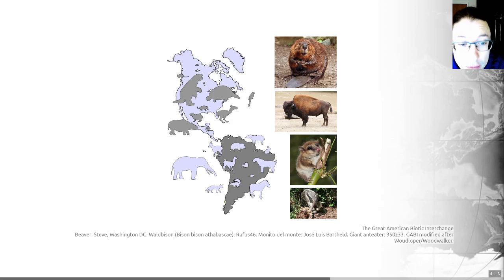At the same time, some South American mammals were successful in the North, and some, such as the armadillo, the opossum, and the porcupine, still survive in North America today. Of course, many of the other organisms that made this crossover are now extinct, as you can tell from the outlines in this image.